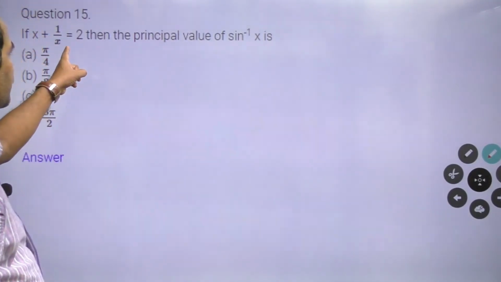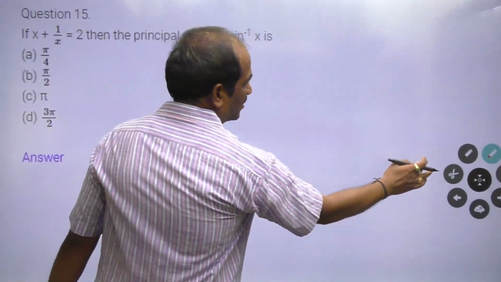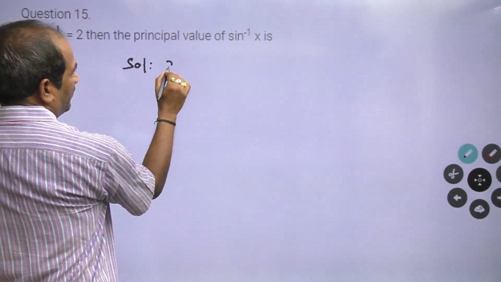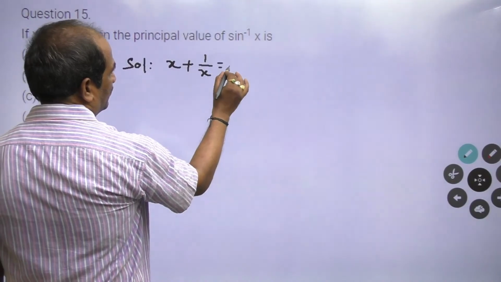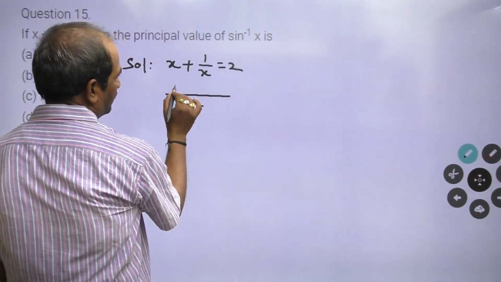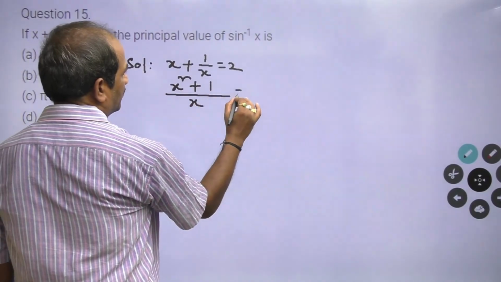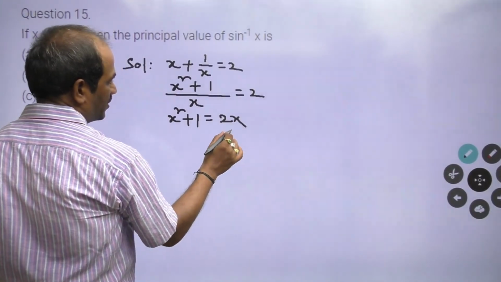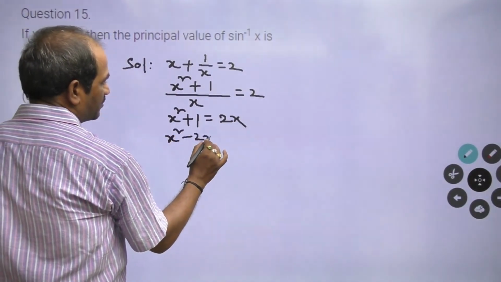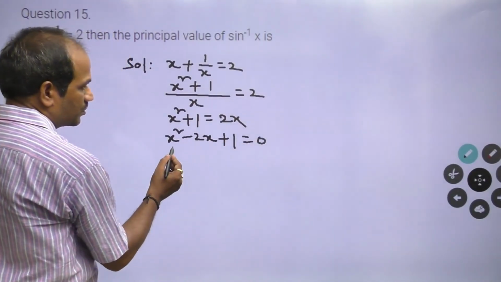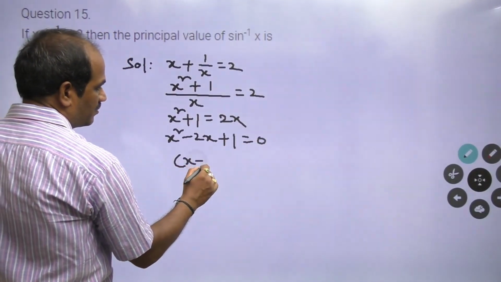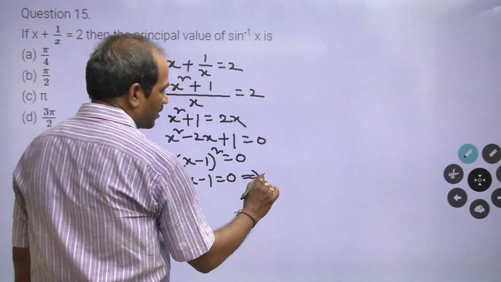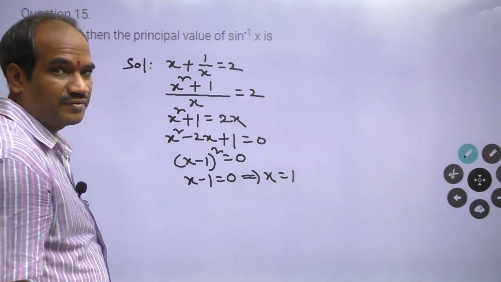First we calculate the x value. In the given data, x plus 1 by x is equal to 2. Take the LCM, which is x. So x square plus 1 is equal to 2x. Taking everything to one side, x square minus 2x plus 1 is equal to 0. Using a square minus 2ab plus b square, x minus 1 whole square is 0. So x minus 1 is equal to 0, which implies the x value is 1.